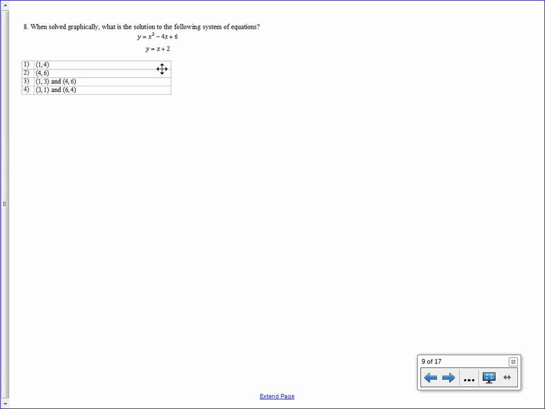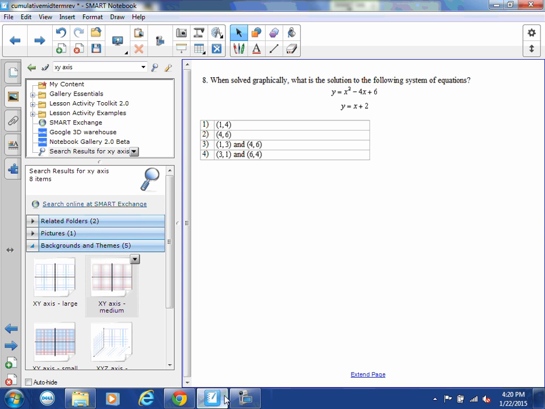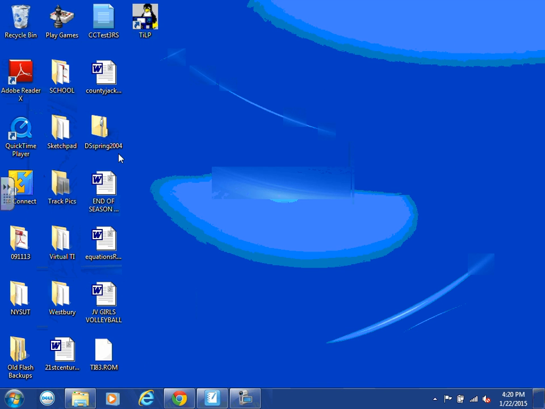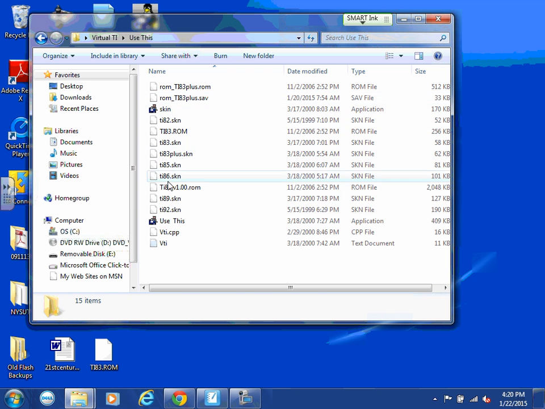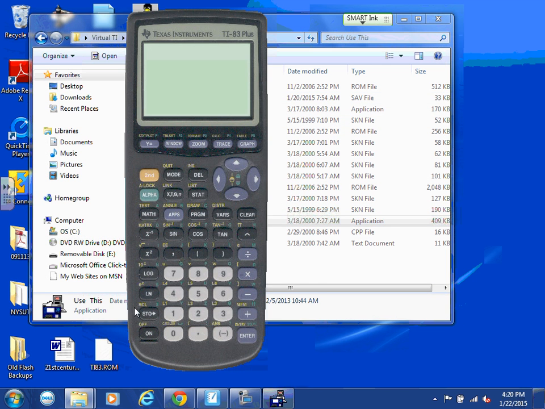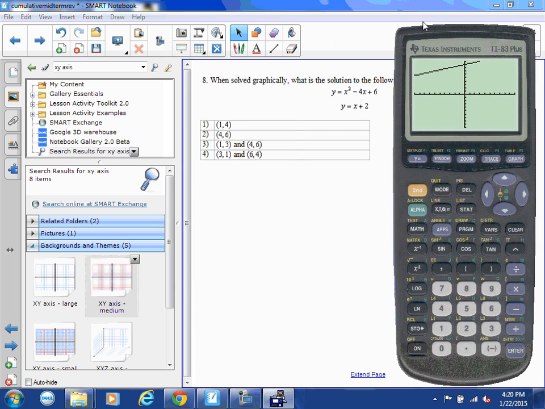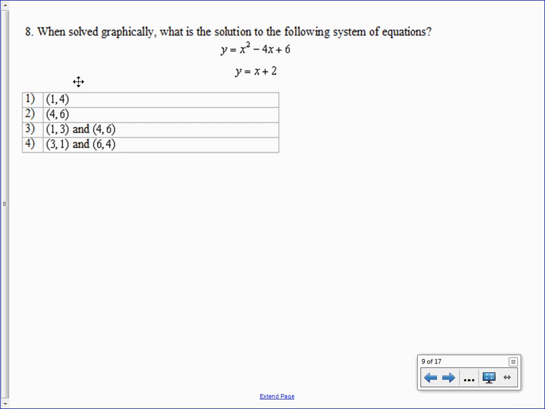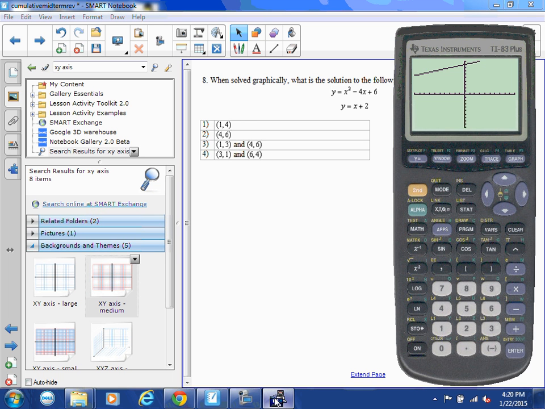8. When solved graphically, what is the solution? Well, we're going to go to our calculator. Let me just take a moment to pull it up. Turn it on. There we go. There it is. Oh, I lost it again. All right, we'll make do like that.